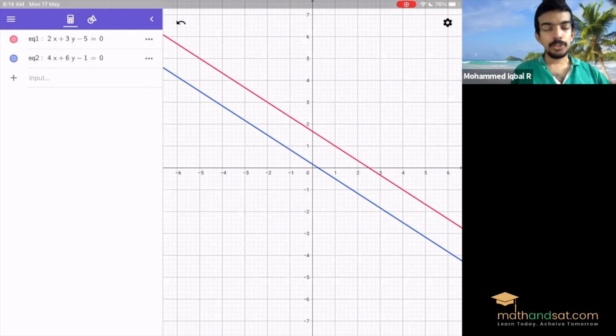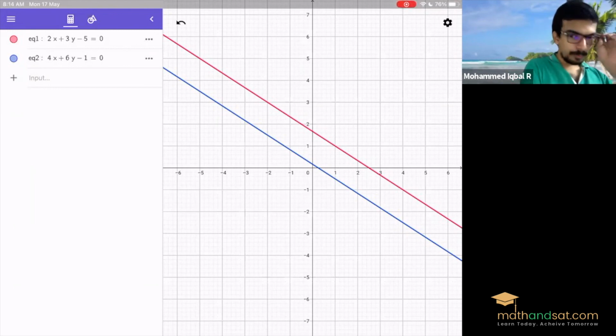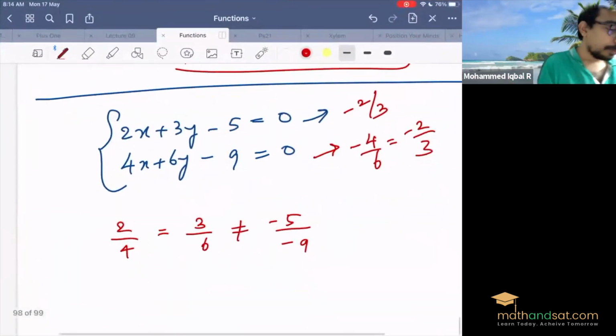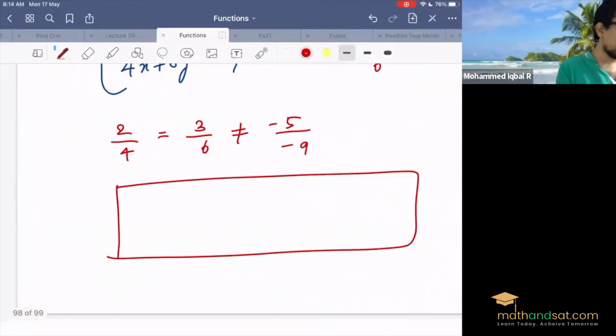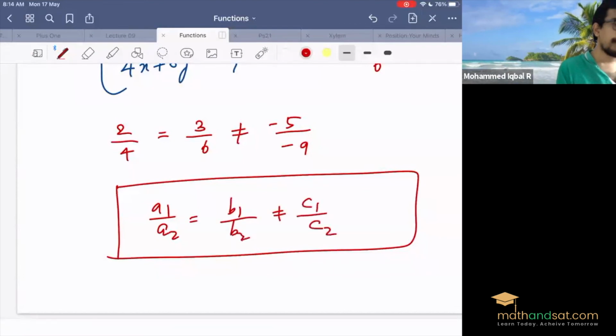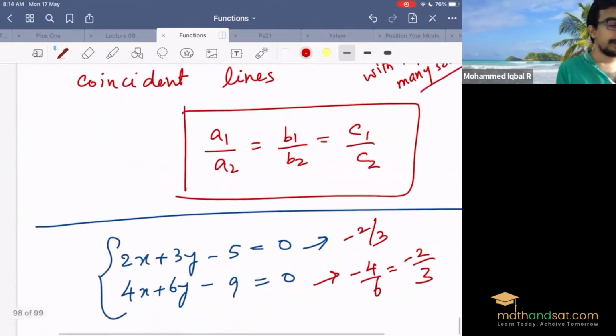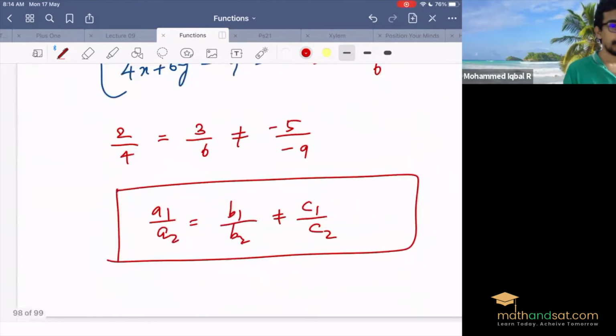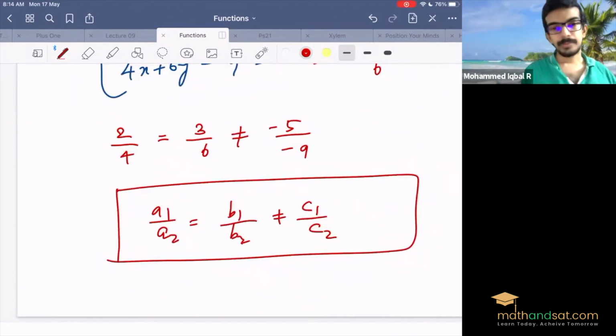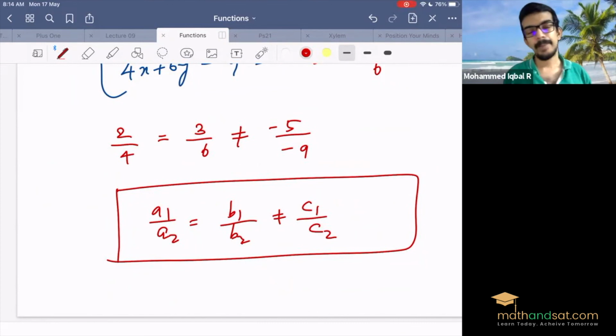So for parallel lines, what is the condition we need to have? We have A1 over A2 is equal to B1 over B2, not equal to C1 over C2. Compared to the coincident case, the difference is this.